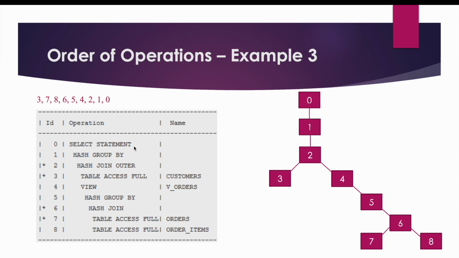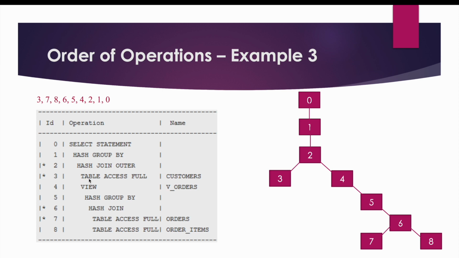Now using the second method, if we directly look at the execution plan, operation number 0 will execute first, but it has one child, that is operation number 1. So 1 should execute. Again, operation number 1 has one child, that is operation number 2. So 2 should execute. But operation number 2 has two children, that is 3 and 4, and since 3 is on the top and 4 is on the bottom, operation number 3 will get executed first.